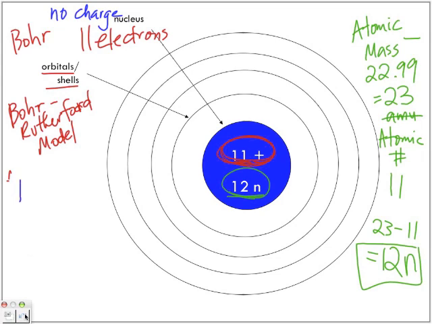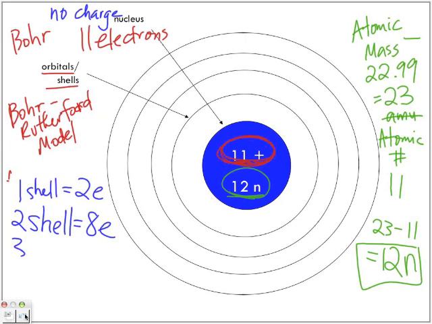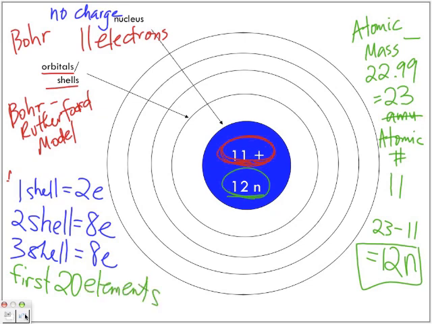In the first shell, no more than 2 electrons. In the second shell, no more than 8 electrons. Third shell, 8 electrons. For argument's sake, we're not really going to go to the fourth shell. We are going to go to the fourth shell for some of the activities that I have, but you are not filling in more than 2. That's where things get a little bit weird. But we are going to draw diagrams as such only for the first 20 elements of the periodic table.